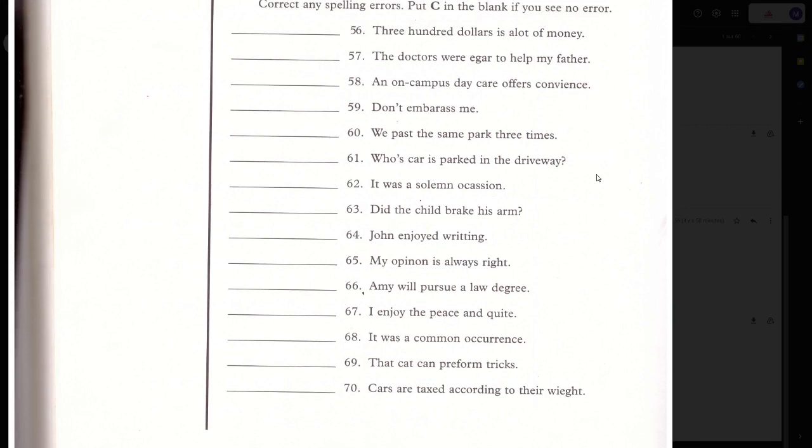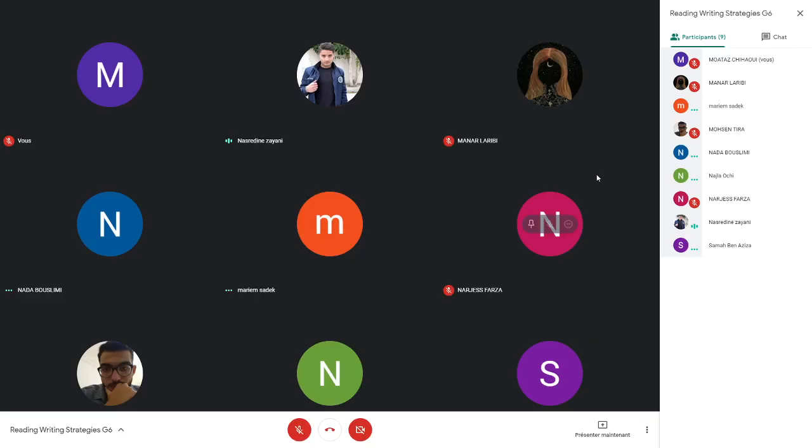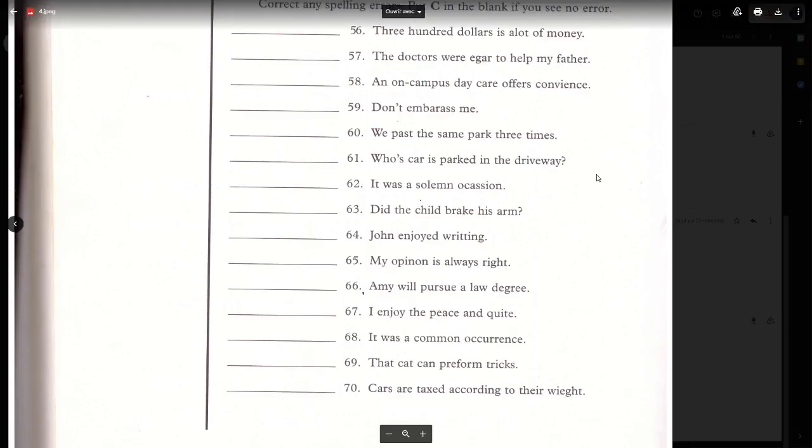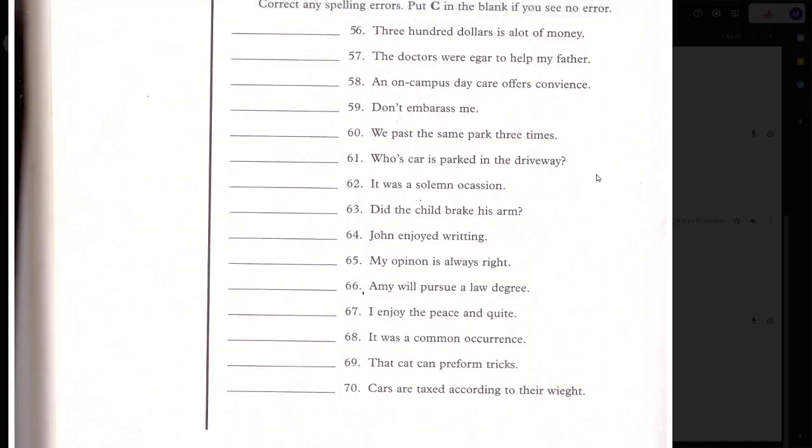Occasion is double C, only one S. Is it okay? Yes. Good. Next. Did the child break his arm? Break. Broke. Did the child break his arm? Broke his arm. Okay.